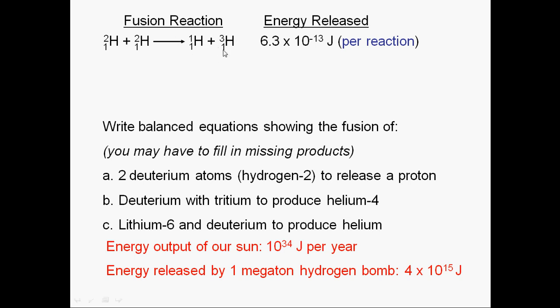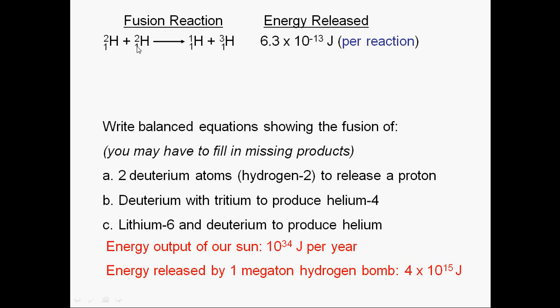So let me tell you how I figured that out. I knew that when I combined my 2 deuteriums, I had a total mass of 4. 2 plus 2 is 4. My proton only has a mass of 1, so in order to end up with a total of 4 on this side, I knew that I had to have a mass of 3 in my remaining particle.